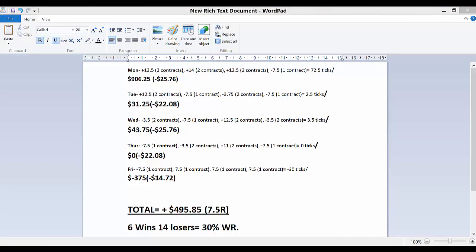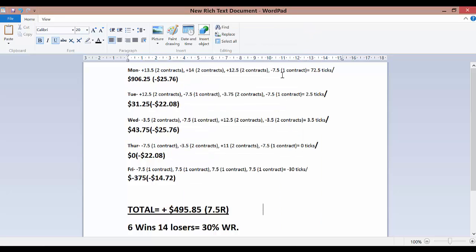So here's the result, Monday through Friday. This is what we got. Let me just explain what we've got in front of us here. So plus 13.5 means plus 13.5 ticks on the blended 2 contract entry. So that's in fact 27 ticks on 1 contract. 14 is 28 on 2 contracts. 12.5 is 25 on 2. But as this is only 1 contract, we have minus 7.5 ticks.